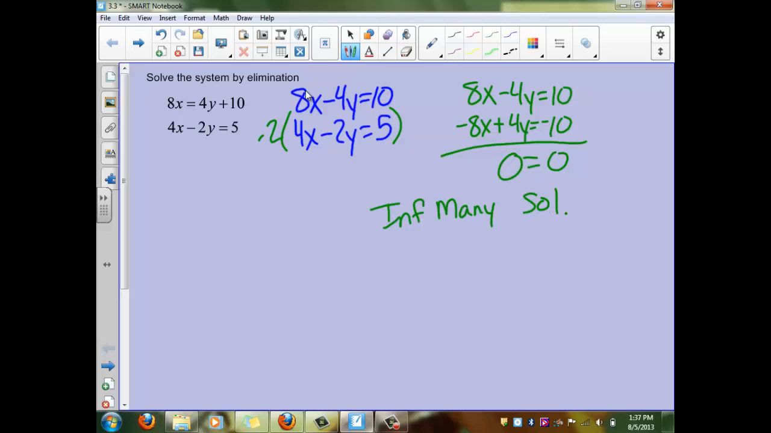So, once again, we want it so that we've got x comma something. So let's go ahead and solve the second one for y, so that we have y equals something with an x. So we'll have negative 2y equals negative 4x plus 5. Divide everything by negative 2.